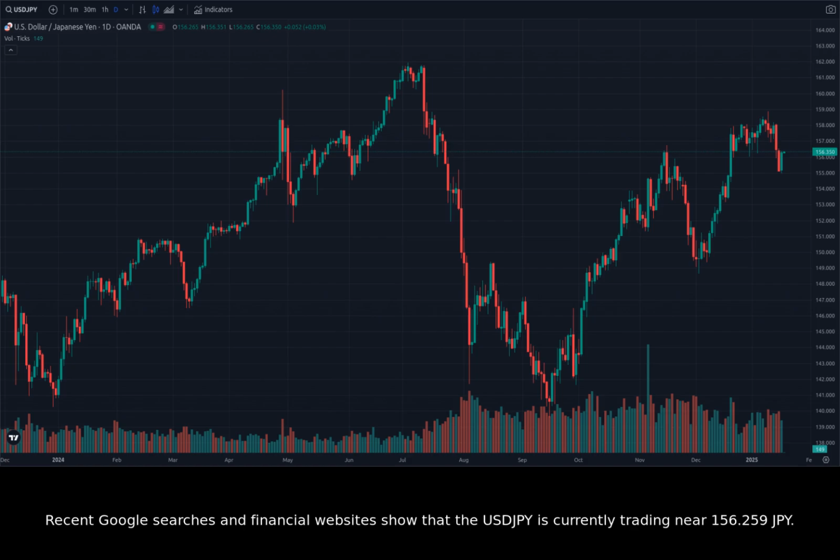Recent Google searches and financial websites show that the USDJPY is currently trading near 156.259 Japanese yen. This represents a 0.73% increase in the past 24 hours. Some sources suggest caution due to recent U.S. inflation data. Other sources point to the Bank of Japan's potential interest rate hikes. There's significant speculation on both sides of the market. However, it's important to remember that these are merely speculative views.